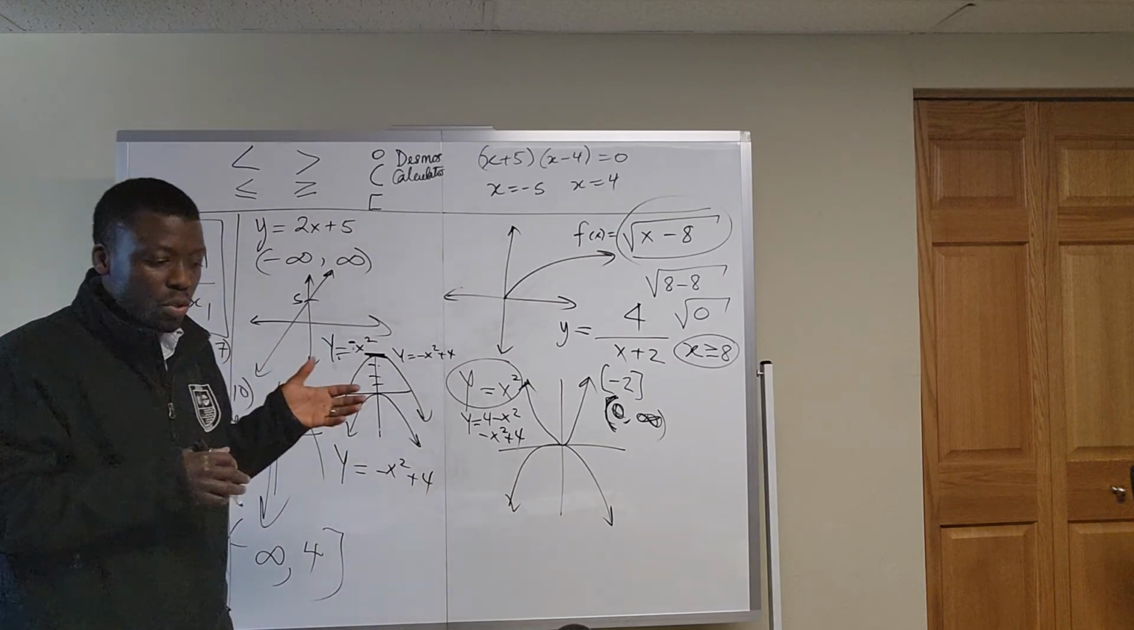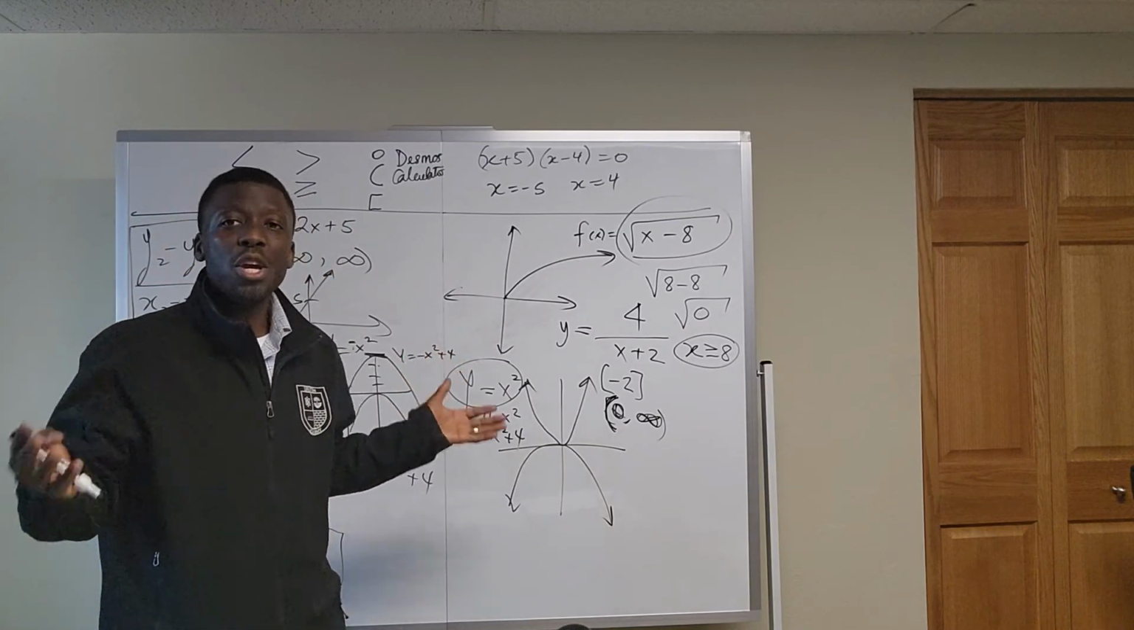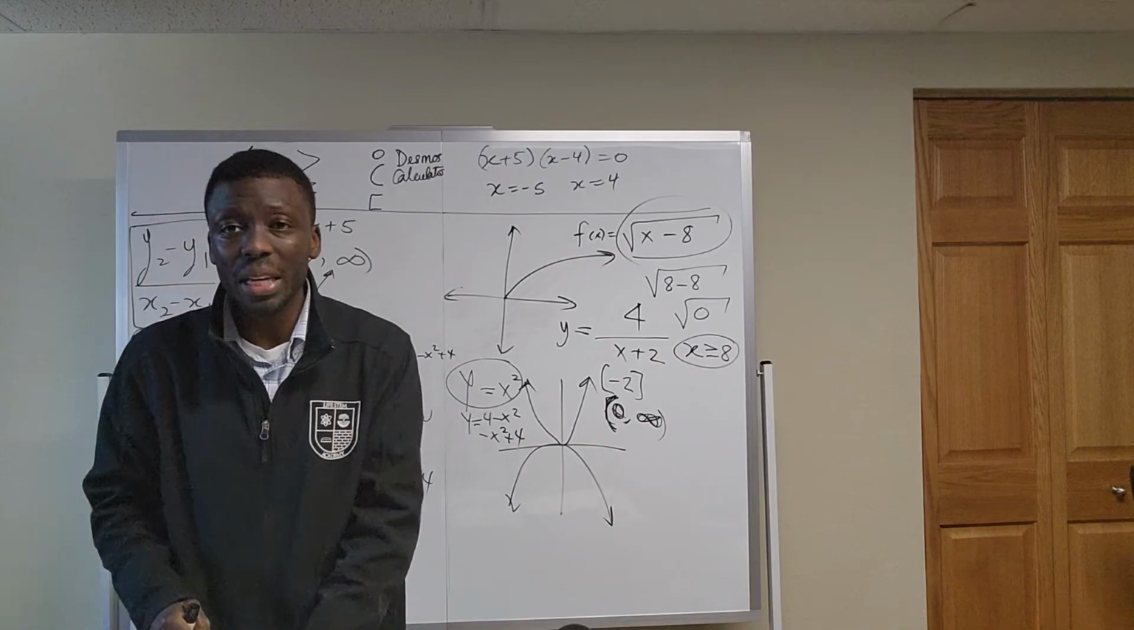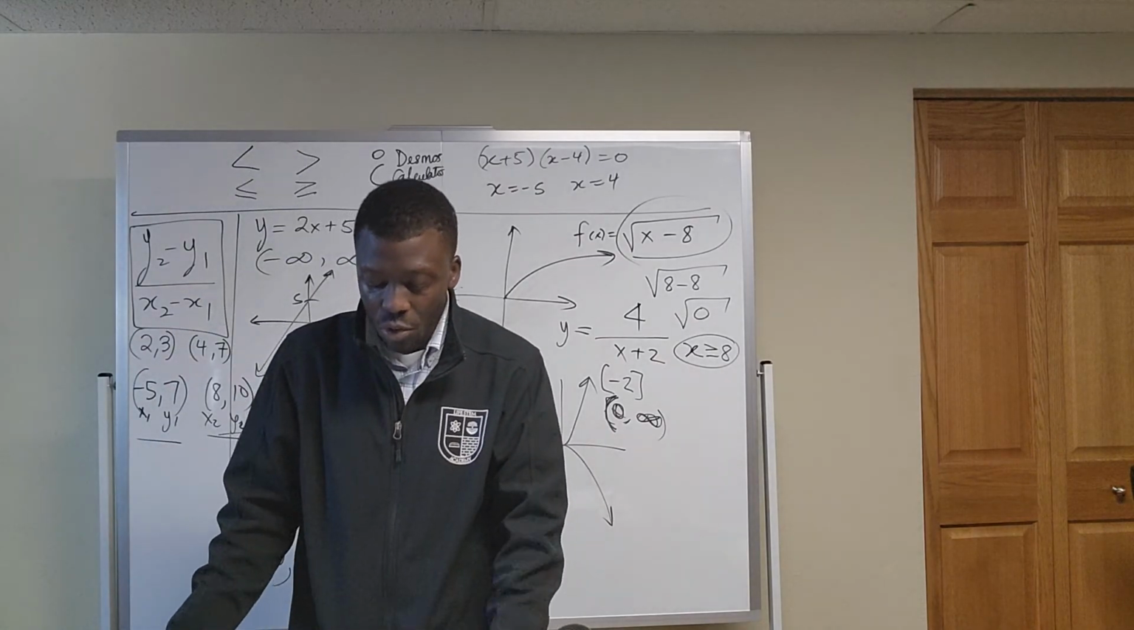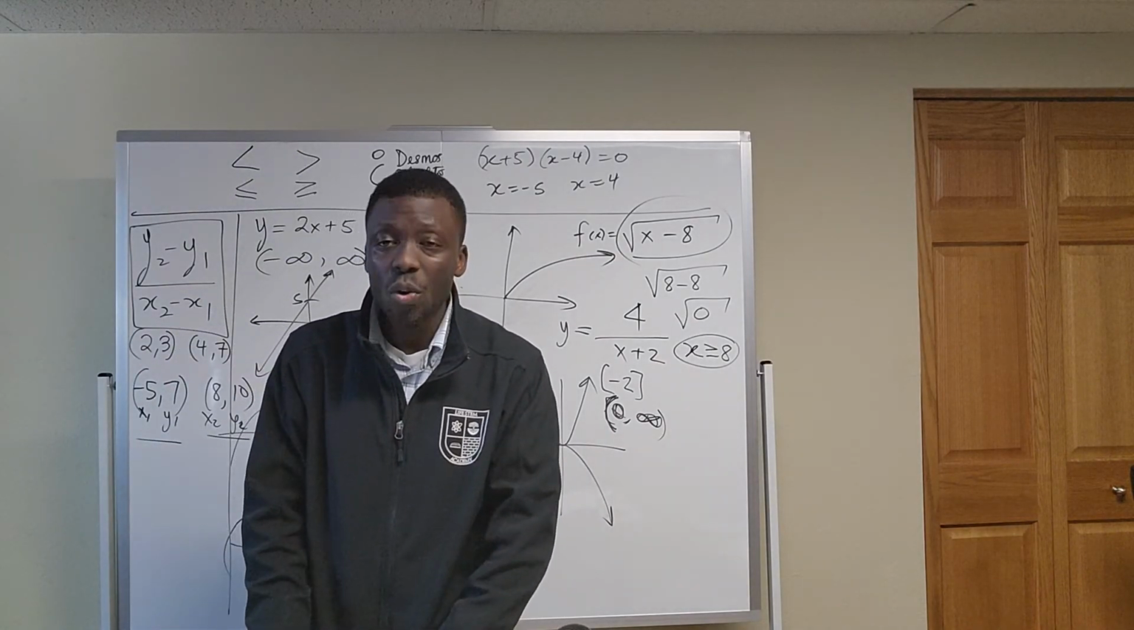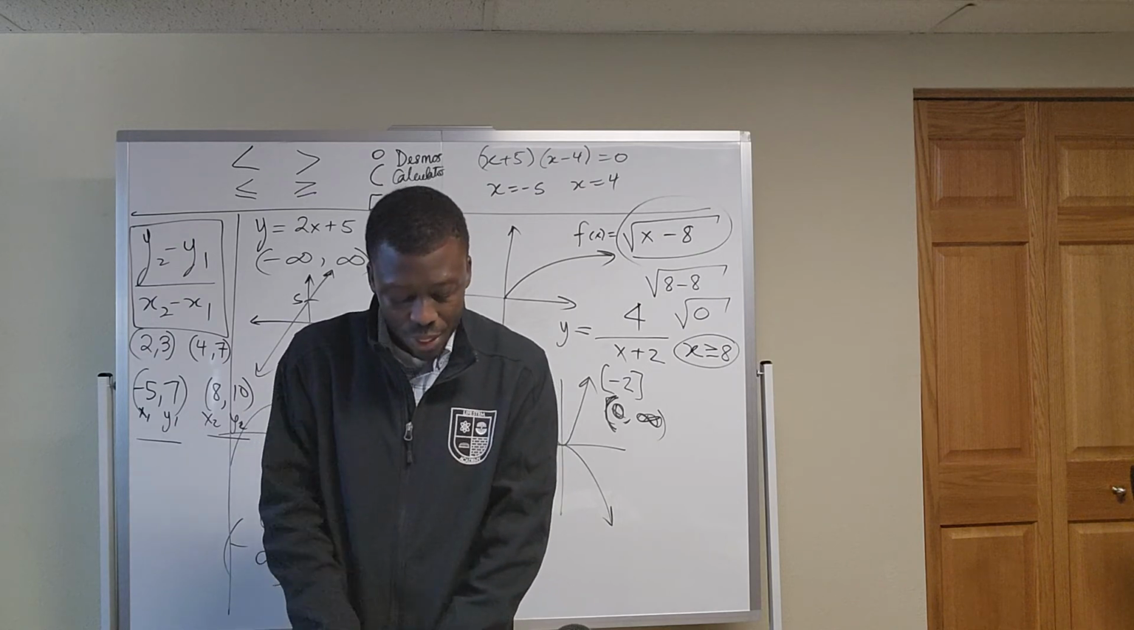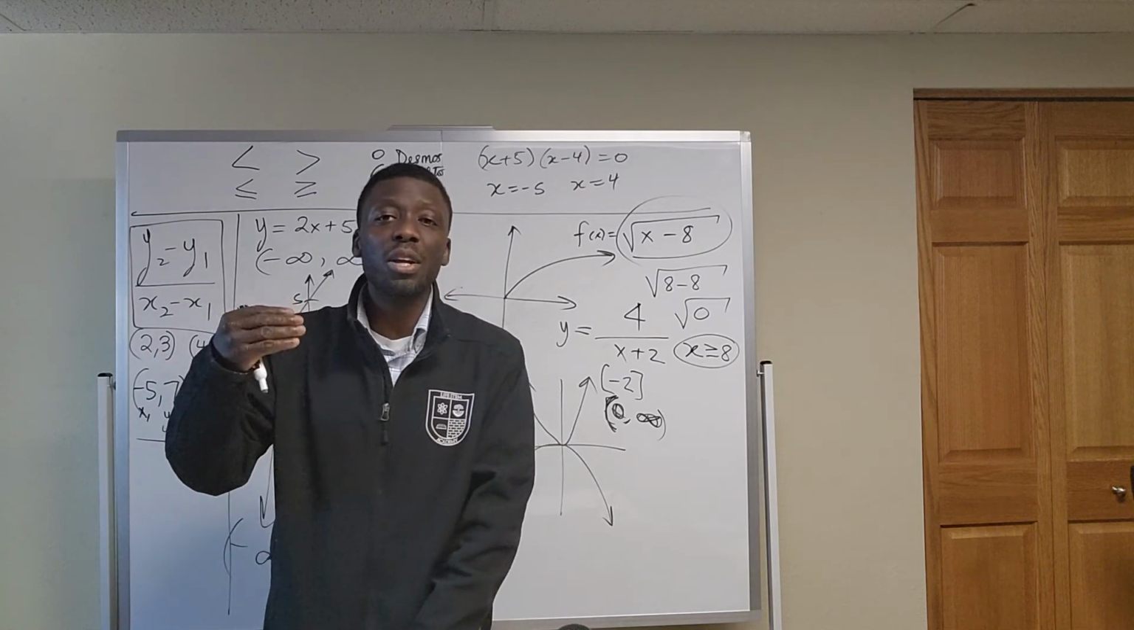So you label them as x1, y1 and x2, y2, and guess what? You plug in the values. That's the next step. Basically, you label the points, and then you plug in the values. Once you plug in the values, that will give you the value of the slope, right?